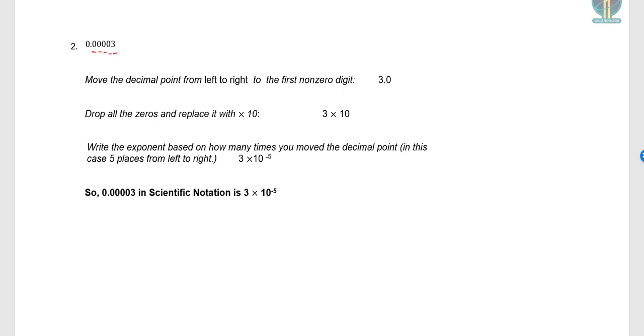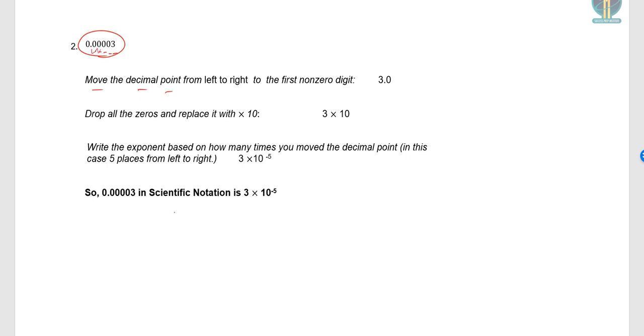0.00003. So that's 4 zeros and then a 3 after the decimal point. Again, same process, but we're going in the opposite direction because this is a very small number and we're trying to write it in scientific notation. In this case, you would move the decimal point from the left towards the right.